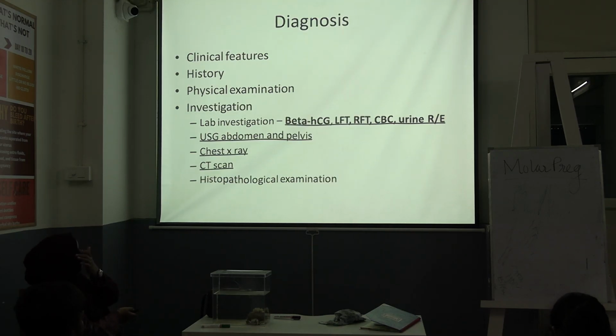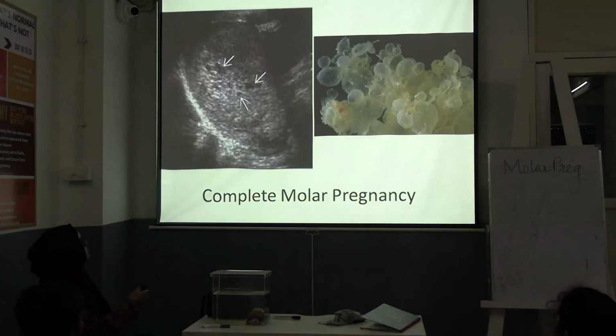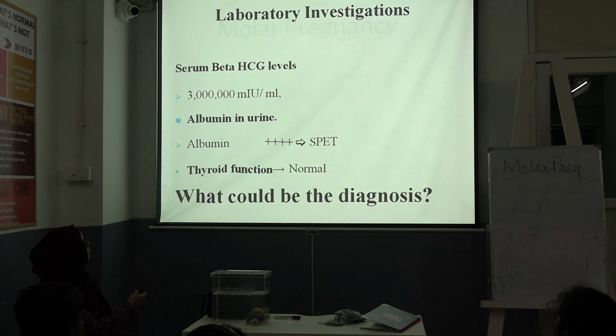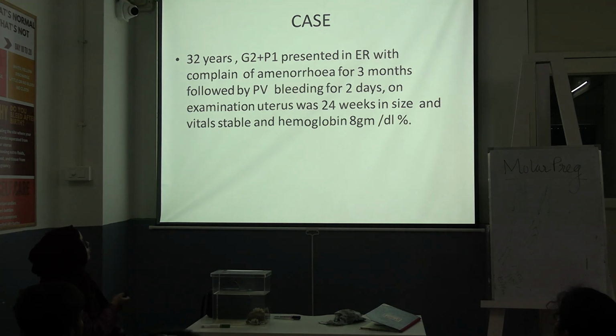So, how will we diagnose a case of molar pregnancy with beta HCG? First I told you the scenario, the first slide, there was a scenario, this one. A 32 years female, G2P1, presented in ER with complaint of amenorrhea for 3 months, followed by PV bleeding for 2 days. On examination, uterus was 24 weeks size, but there is amenorrhea only for 3 months. Okay, that is excess growth of the uterus, and vitals are stable, hemoglobin is 8 because of the excess bleeding. There is anemia.